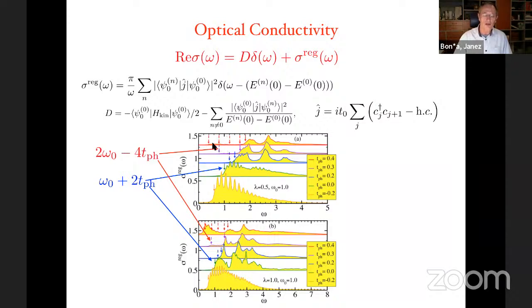So this structure here is actually due to these multiple phonon excitations. And this is actually seen even better at stronger coupling. At stronger coupling, you can see that there is a lot of structure here, which is below this single phonon kind of peak. And again, this structure is due to these multiple phonon excitations.